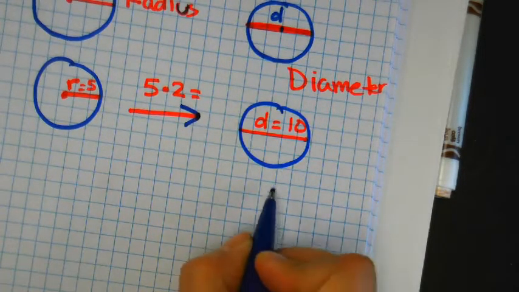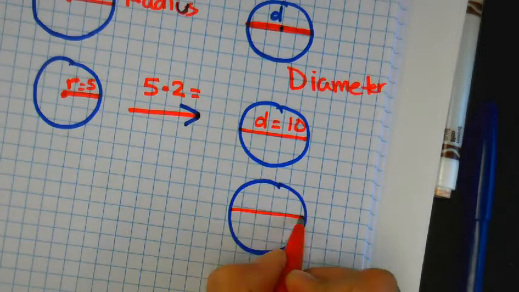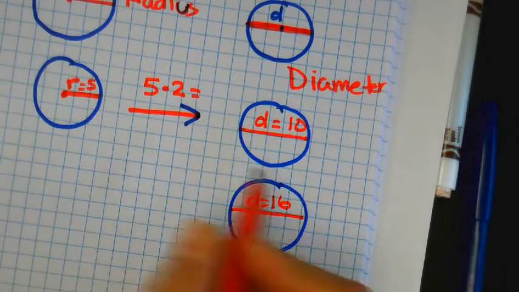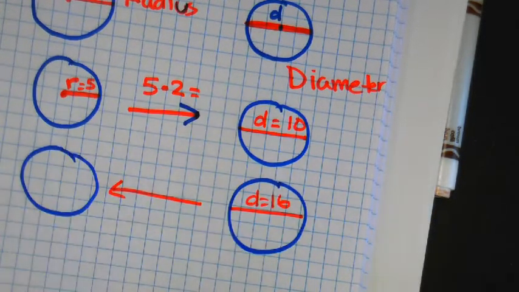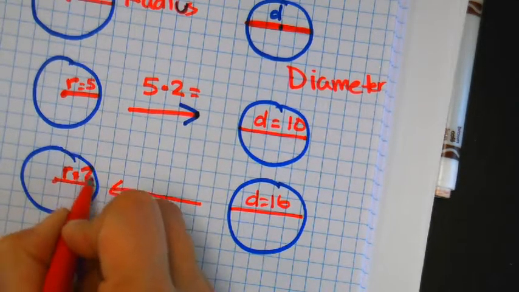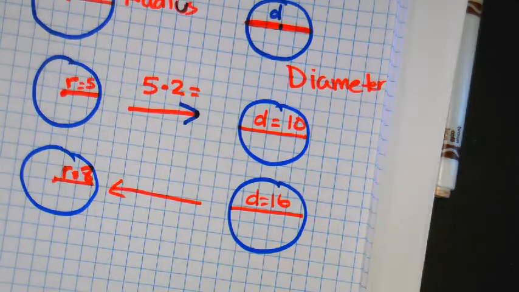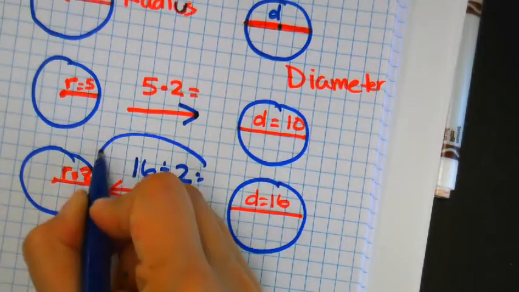Now, what if I start off by giving you a diameter of 16? What would be the radius? Radius would be 8. How did I go from 16 to 8? Divide it by 2, and that would give you your radius.